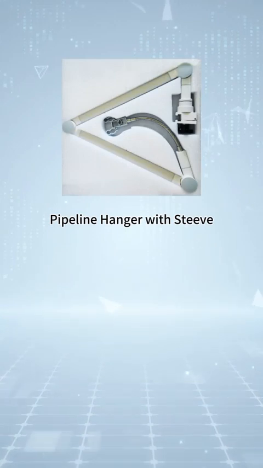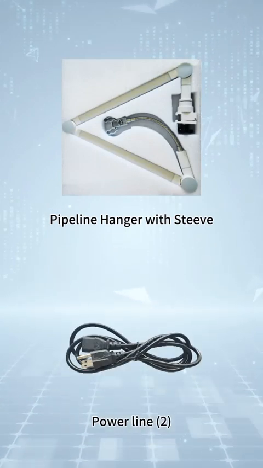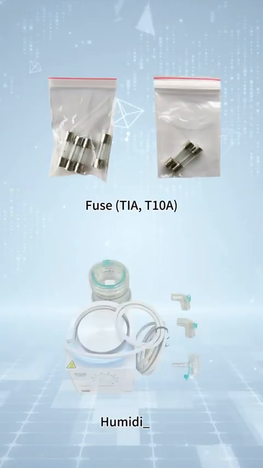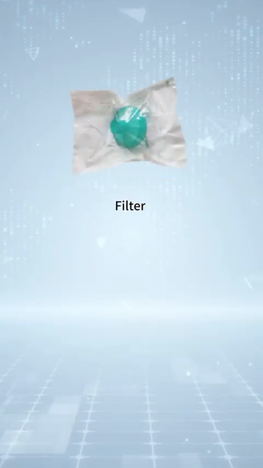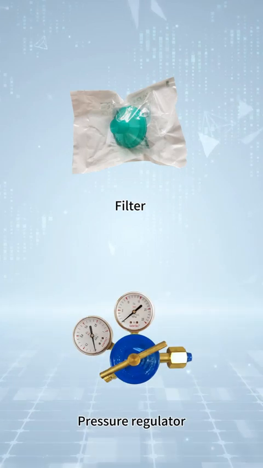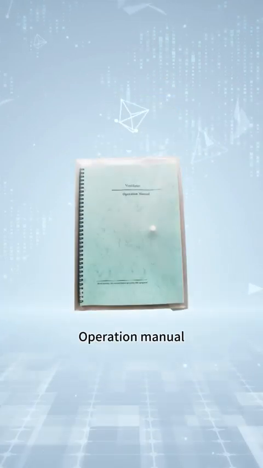Pipeline hanger with stand. Power line. Fuse. Humidifier. Filter. Pressure regulator. Operation manual.